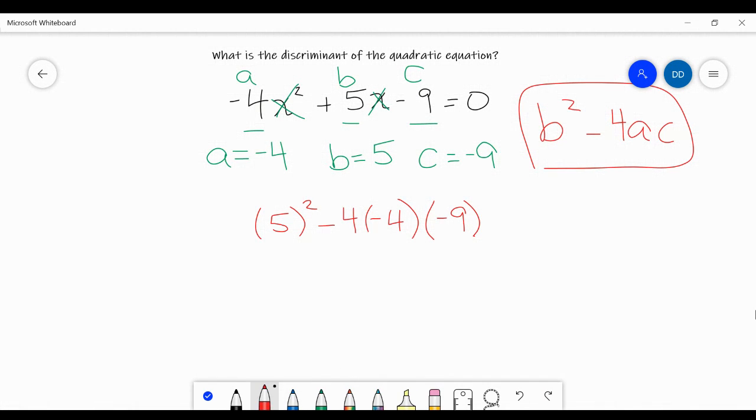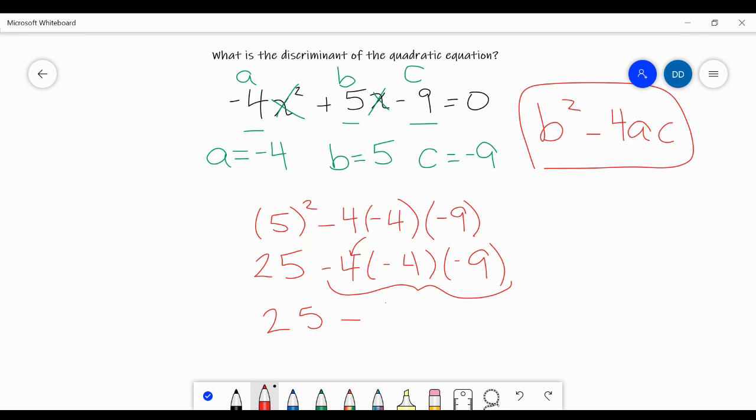You use order of operations. So the first thing we want to do here is 5 squared. That would give us 25 minus 4 times -4 times -9. Now we want to multiply all of these together. So I want you to treat this like a -4 also. So -4 times -4 times -9, that gives us -144.